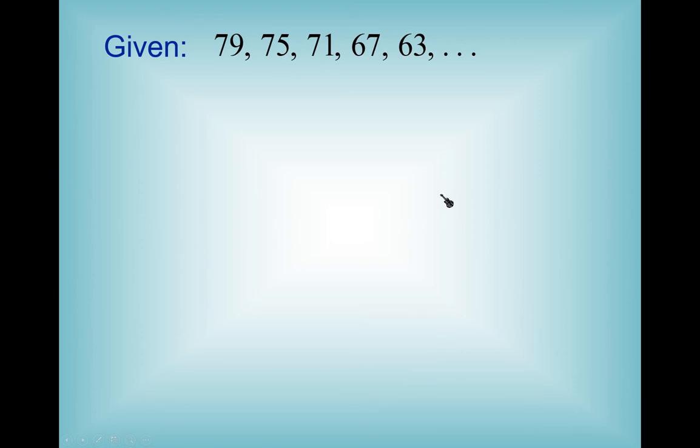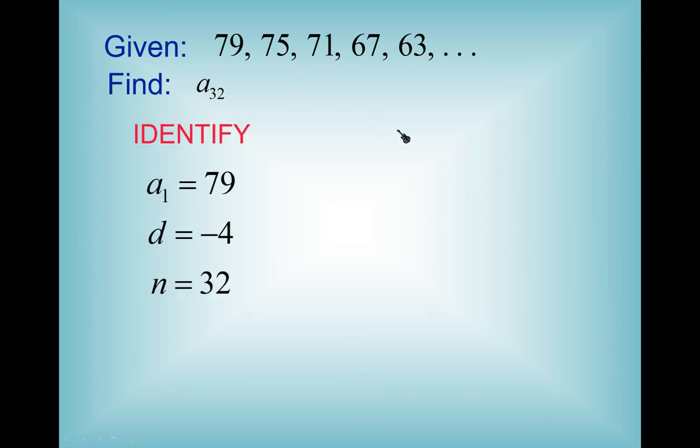Of course, diba? Given, ito na. 79, 75, 71, 67, at 63. Kunin natin ang kanyang arithmetic sequence. Ayan. Hanapin daw natin si a sub 32. So, identify lang natin. Ayan. A sub 1 ay 79. Yung kanyang d ay negative 4. Bakit? 79 minus 75, 4. Then, ang hinahanap natin n is equal to 32.